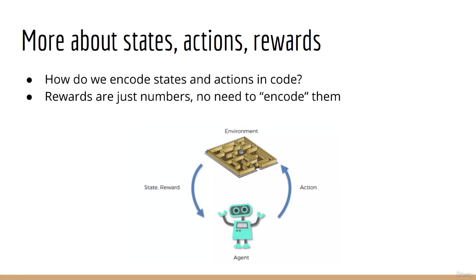In this lecture, we are going to discuss the concept of states, actions, and rewards more in depth. This lecture is about how we encode states and actions when we're programming. Talking about states, actions, and rewards theoretically is nice, but eventually we're going to have to put this into code. As a side note, since rewards are just numbers, this is trivial. There is no need to discuss how we represent numbers in code.